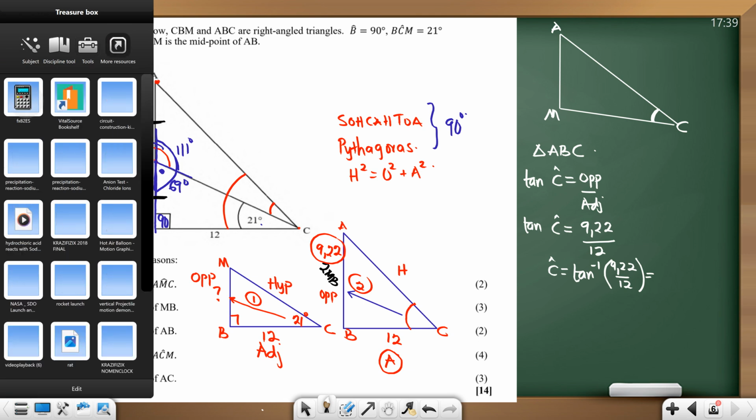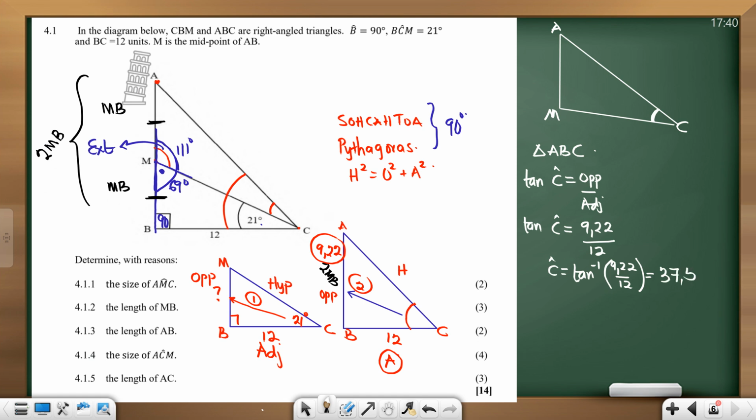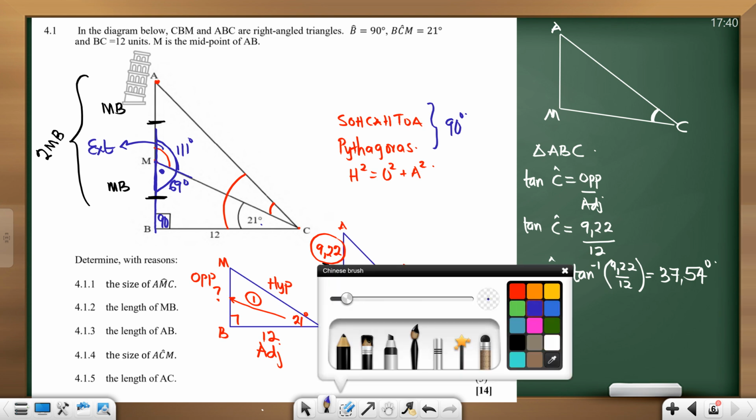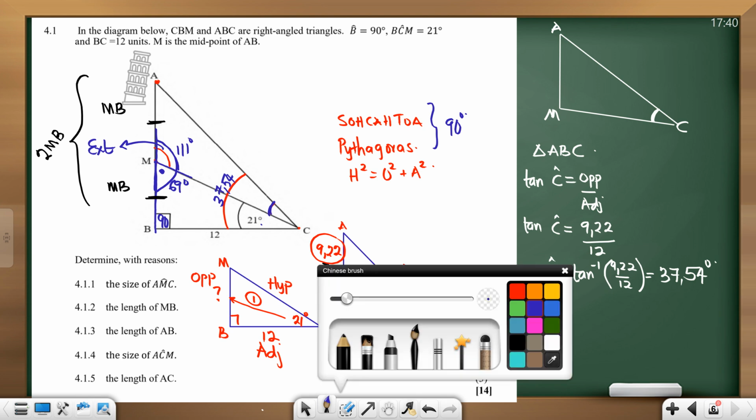I love this question. I love it. All right? Shift tan, 9.22 divided by 12. Let's close the bracket. What do we have? 37.54 degrees. But then I know that 37.54 is the whole thing. But I'm looking for the small part because I'm looking for ACM.